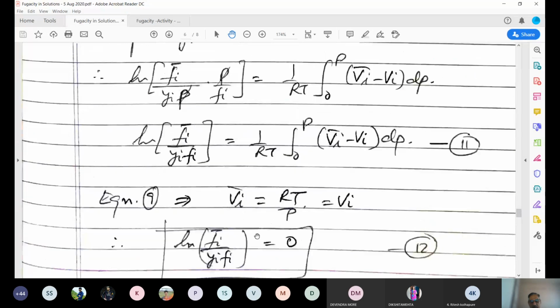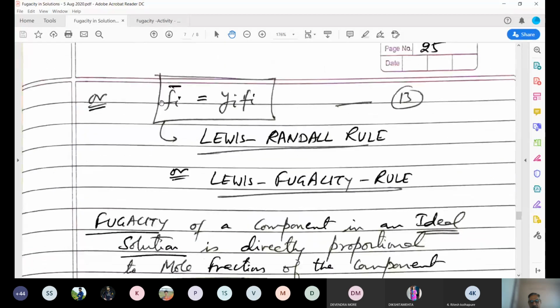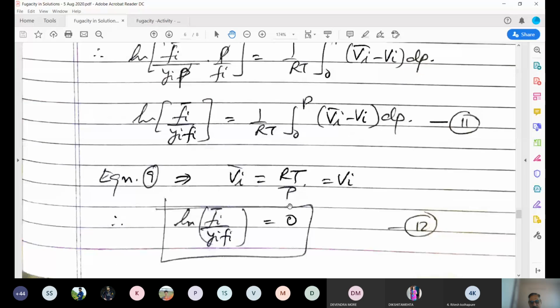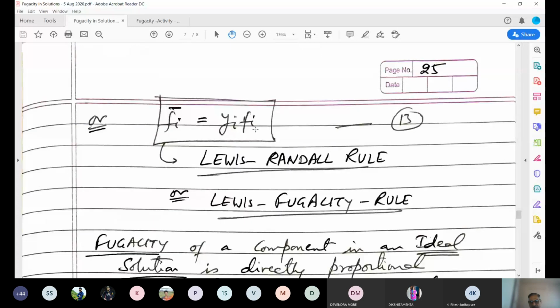ठीक है? So if you take this equation 12, what we'll get is Fi bar is equal to Yi into Fi because this is equal to 0. That means this is equal to 1. Fi bar by Yi Fi is equal to 1. That means Fi bar is nothing but Yi into Fi. Just like we say Pi bar is equal to Yi into P. करते हैं कि नहीं? Partial pressure is equal to Yi into P. So partial pressure of component I is nothing but mole fraction of component I into total pressure.